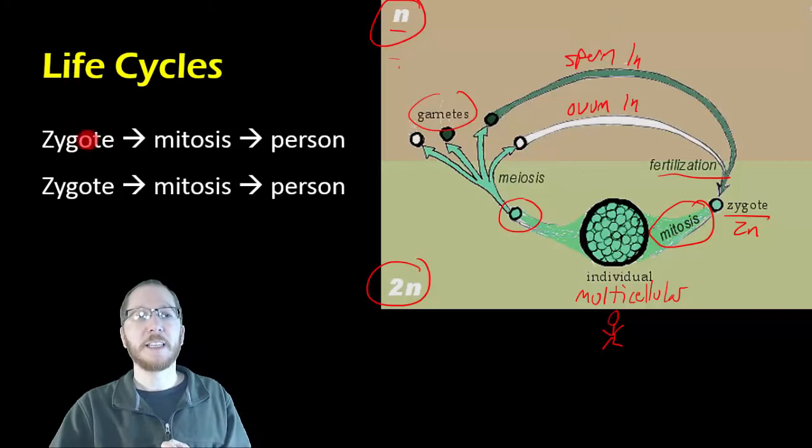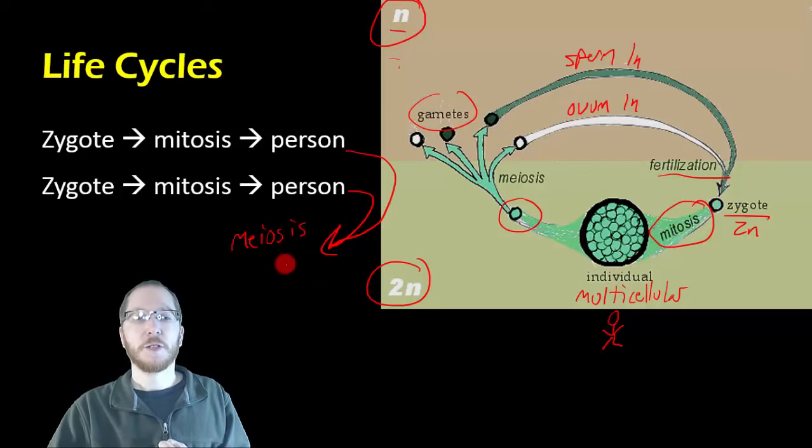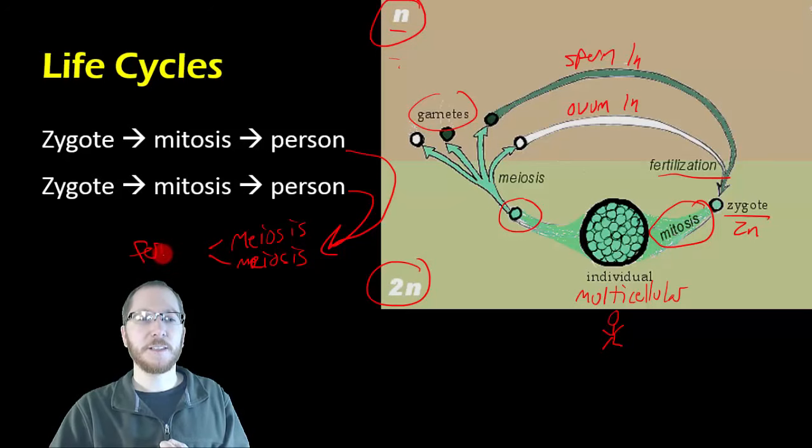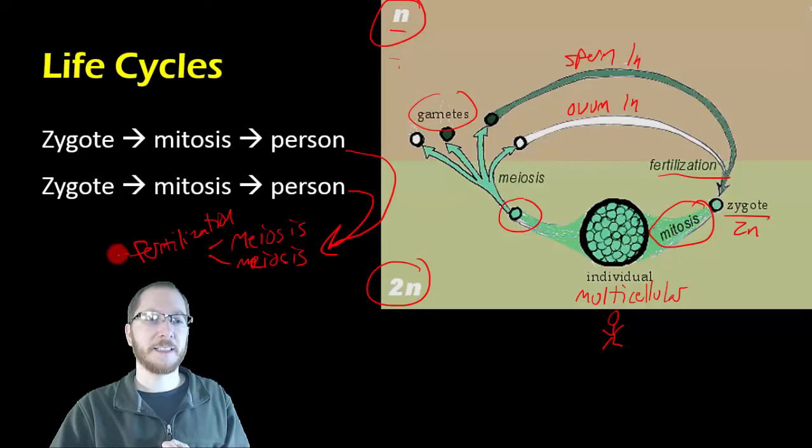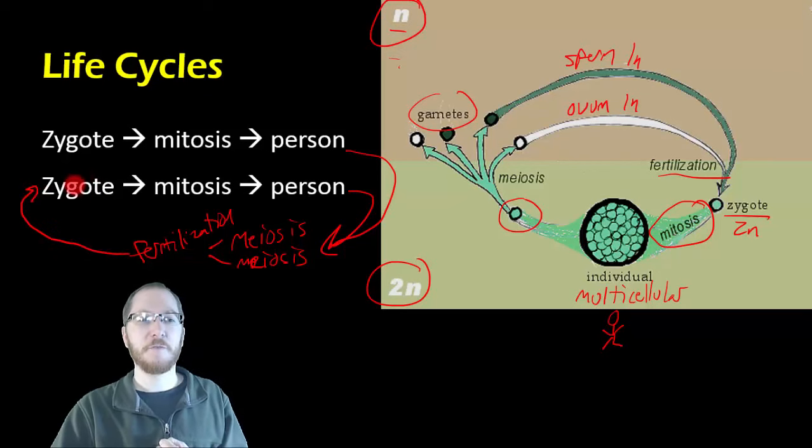You'll notice when I did this kind of zygote to mitosis to person idea, I did it twice, because then each of these people will have to go through meiosis to produce the sperm and egg. We'll do that twice too, just to show it happened twice, to then go through the process of fertilization, which would get us back to a zygote, which means we've made a new person, and they can start the process themselves.